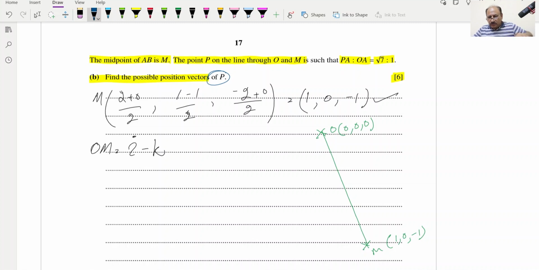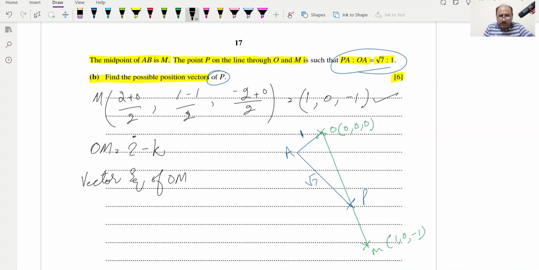So if we are considering P over here, which is in between M and O, and A will be with this ratio which is provided, so we can take A like this one over here. So this will be A, and P, A, and A, O, and the ratio between these is 1 and the ratio will be under root 7. And now we can write the vector equation of O, M.